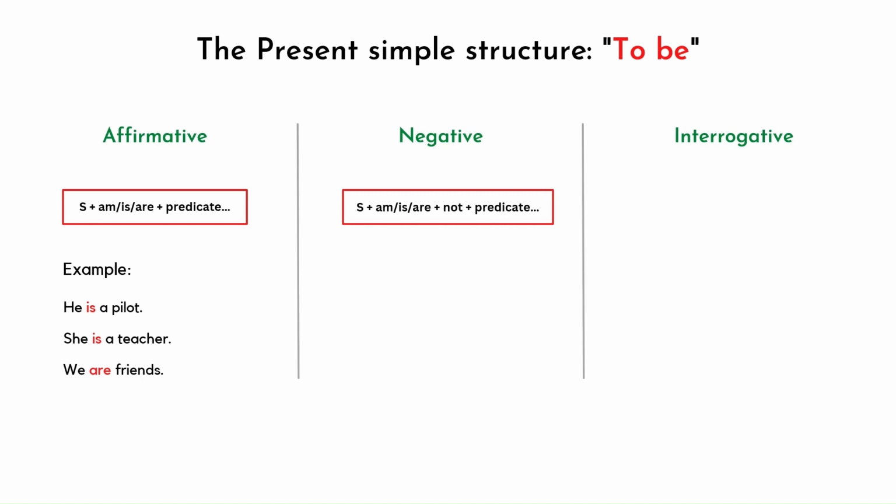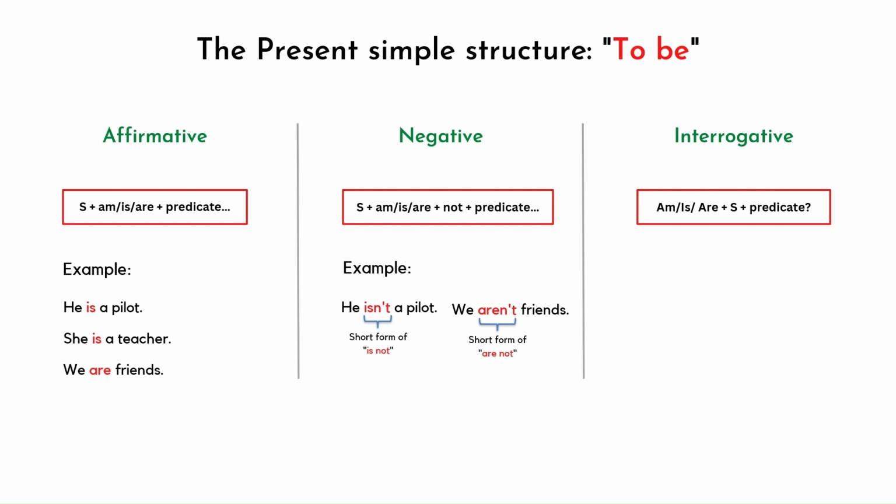In negative form, the formula is subject plus is, are, plus not, followed by a predicate. For example, he isn't a pilot. Isn't is the short form of is not. Another example, we aren't friends. Aren't also is the short form of are not.